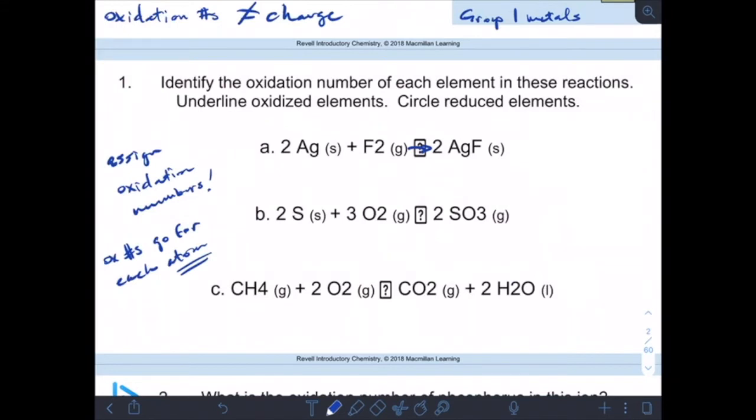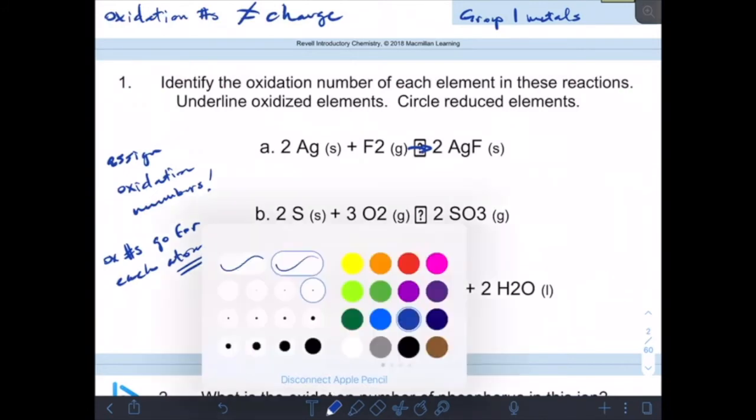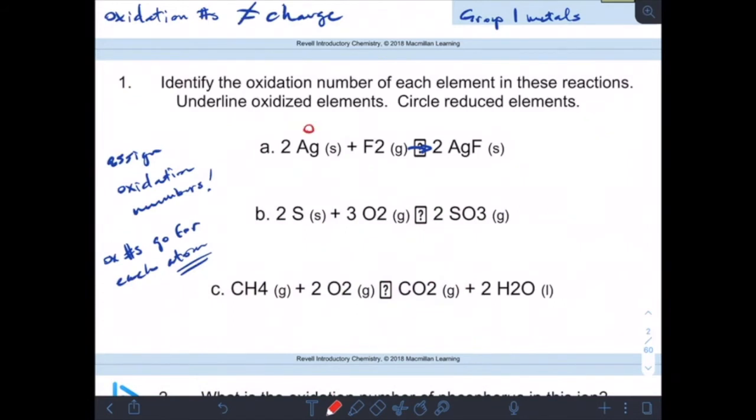So silver, solid. So solid metals, with the exception of mercury, all metals are solid in their natural states. So solid silver is going to have an oxidation number of 0. Okay, and then our next one is F2. That's one of our naturally occurring diatomics, so it's going to also have an oxidation state of 0.